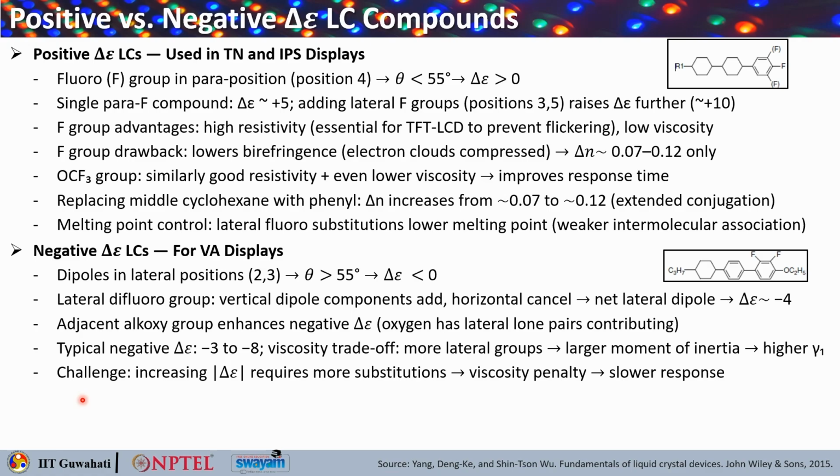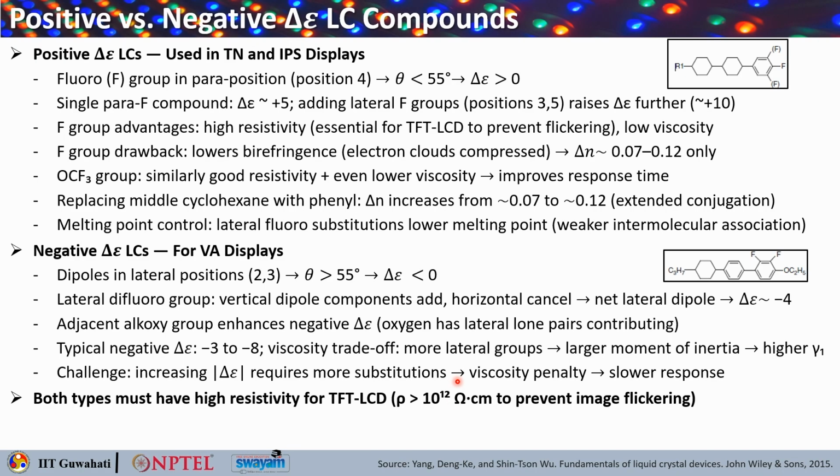So, what is the challenge here? Increasing the magnitude of the permittivity anisotropy requires more substitutions, and that comes at the cost of a viscosity penalty, which will essentially lower the response. So, what you see by this comparison is that both types must have high resistivity for TFT LCD, where rho is typically greater than 10 to the power 12 ohm centimeter to prevent image flickering.